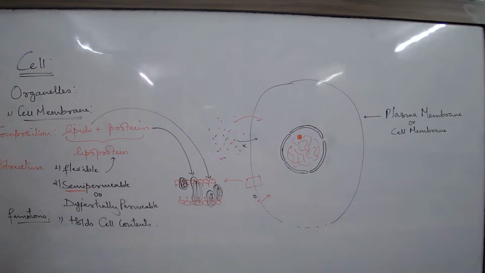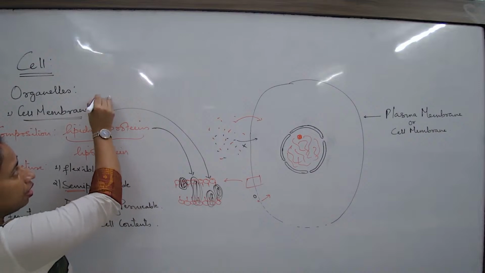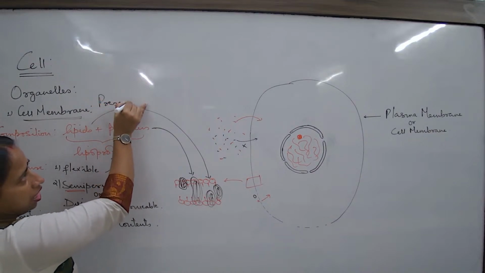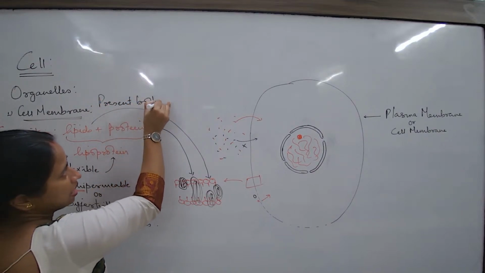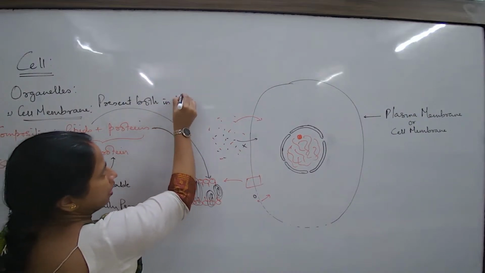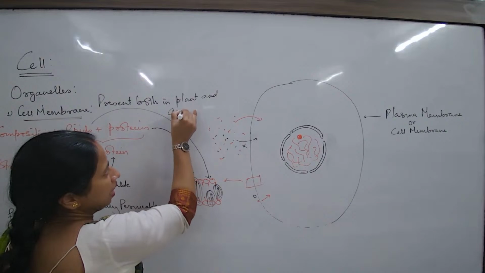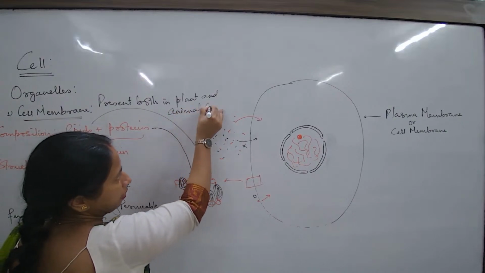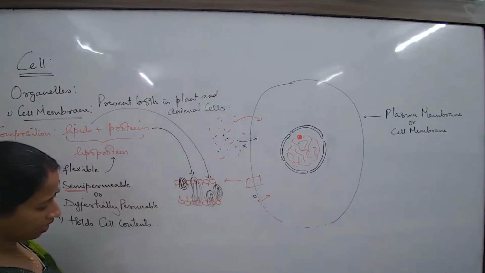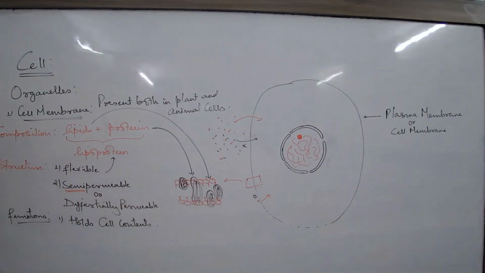Since I'm talking about the cell membrane, one feature to understand is that the cell membrane is present both in plant and animal cells. Both the plant and the animal cells have the cell membrane. And now I'm saying the function. Number one, it holds the cell contents together.